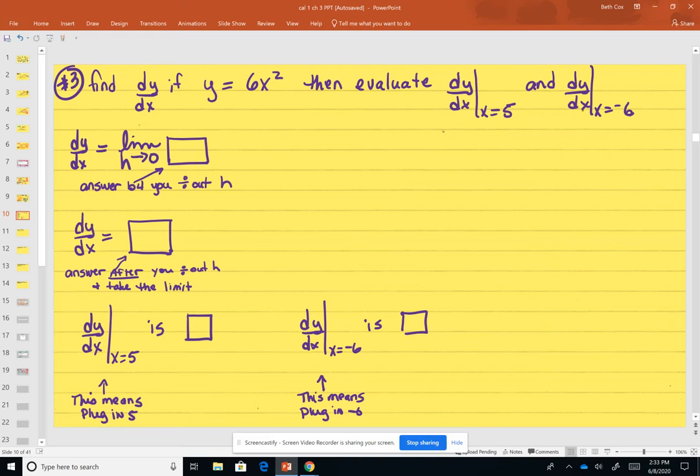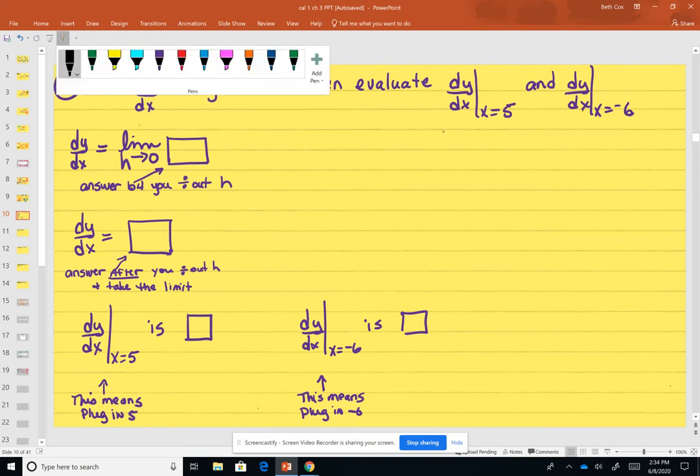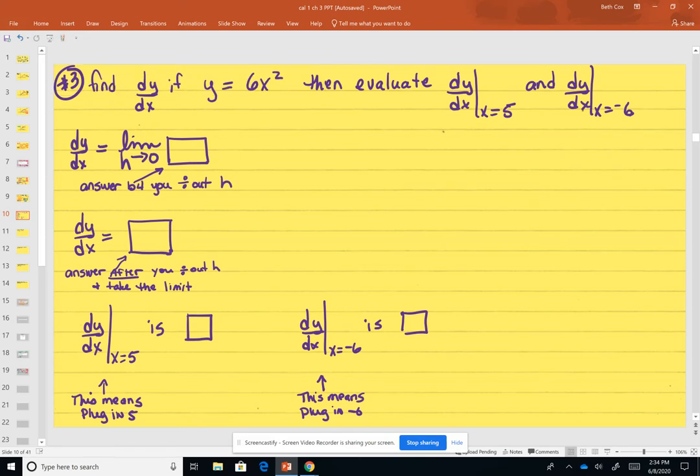Okay, so this first function is y is equal to 6x squared, and we want to do the derivative of this with respect to x. So we're going to do this problem. We're going to do f of x plus h minus f of x divided by h, and we're going to do the limit of that as h approaches 0.